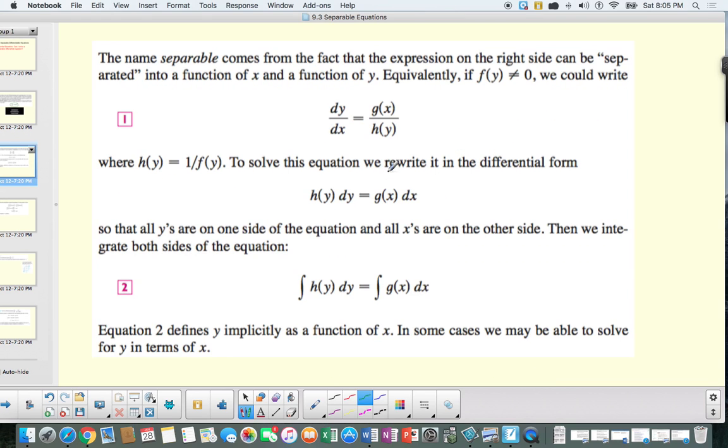Now what we're going to do is have all the y terms on one side and all the x terms on the other side with the differential, and then we're going to integrate both sides. And in some cases, we are able to solve for y in terms of x.